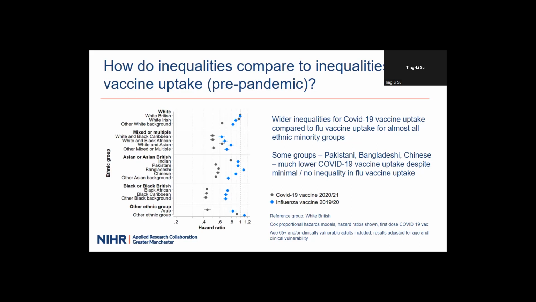So I think, again, it really fitted with what we felt we'd heard from public contributors. And it really does beg the question, what has been so different with the COVID vaccines and perhaps the way they were rolled out that's led to these really much wider inequalities?